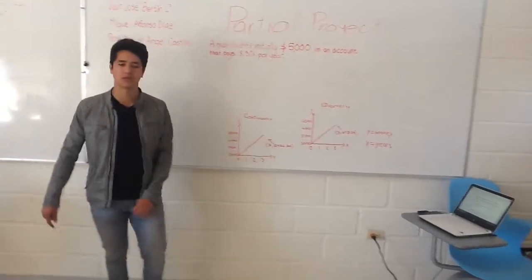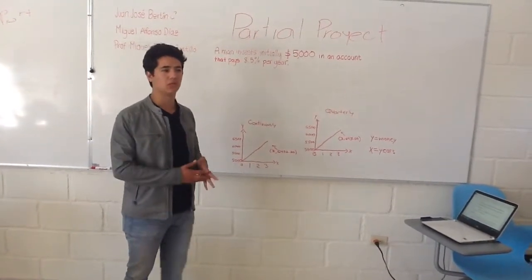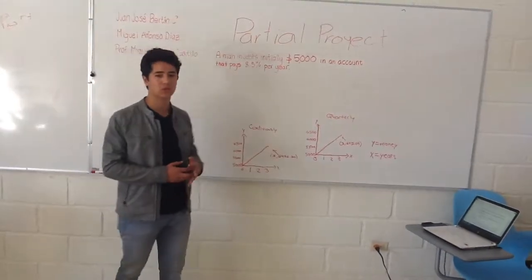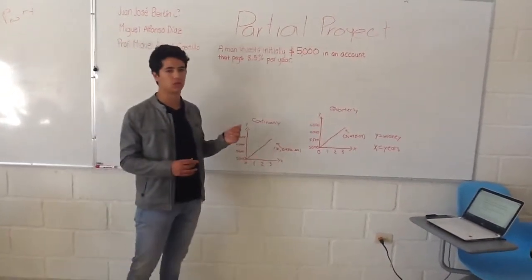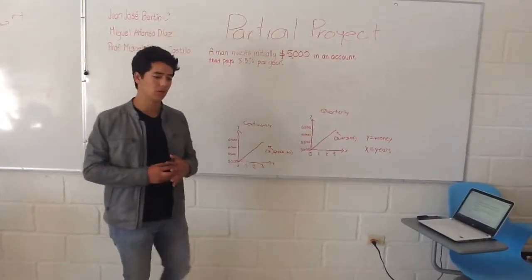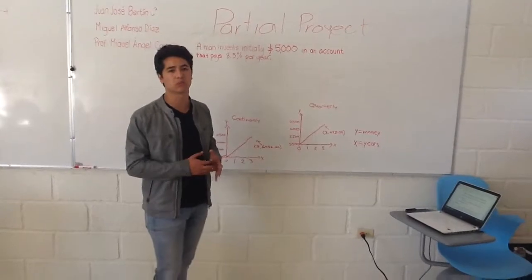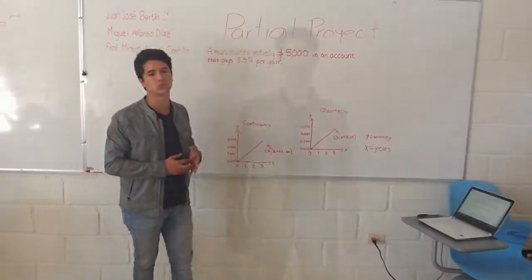Another question that the problem asks is how many years have to pass if we want to have the amount of 10,000 pesos. Based on the graphs and using the graphing software and the functions, we calculated that to have 10,000 pesos, 8.3 years must pass.